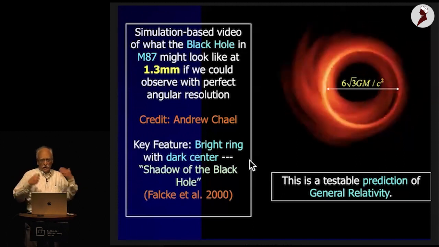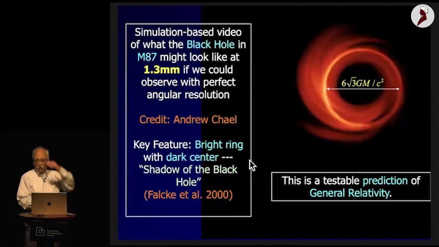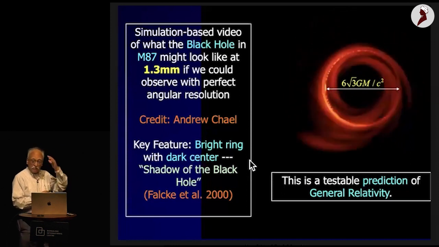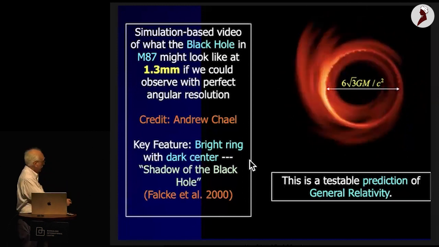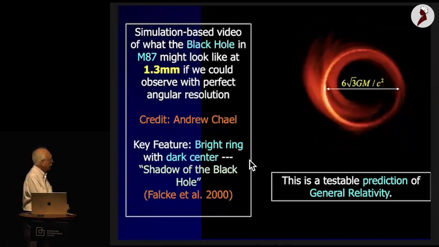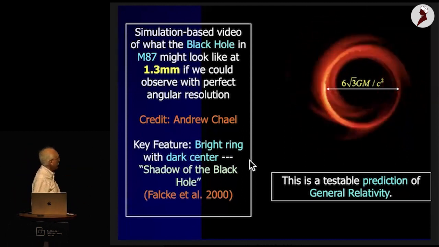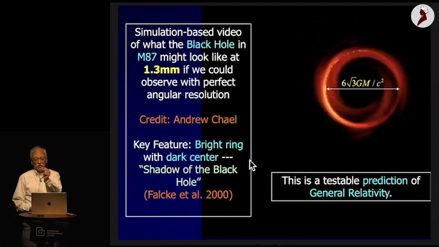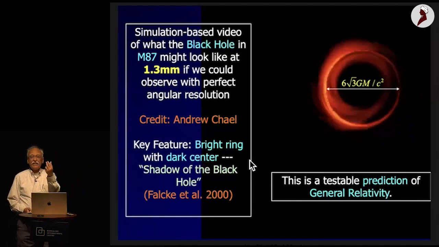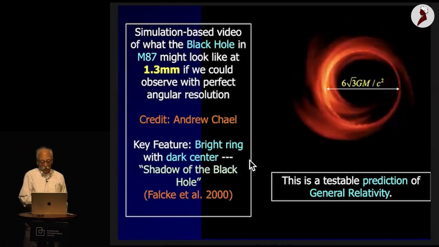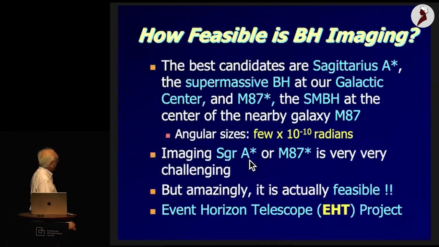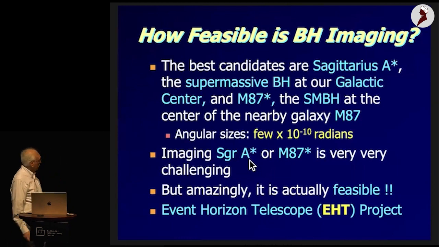And that was a really big prediction. It comes all the way back from Einstein's relativity. As an astronomical prediction, it was made in 2000 that we should be able to do this. And the only question is, how do we actually resolve this exceedingly tiny object, which is very far away, with our telescopes? Seems like a crazy dream, but it turns out that you can do it for at least a couple of objects.